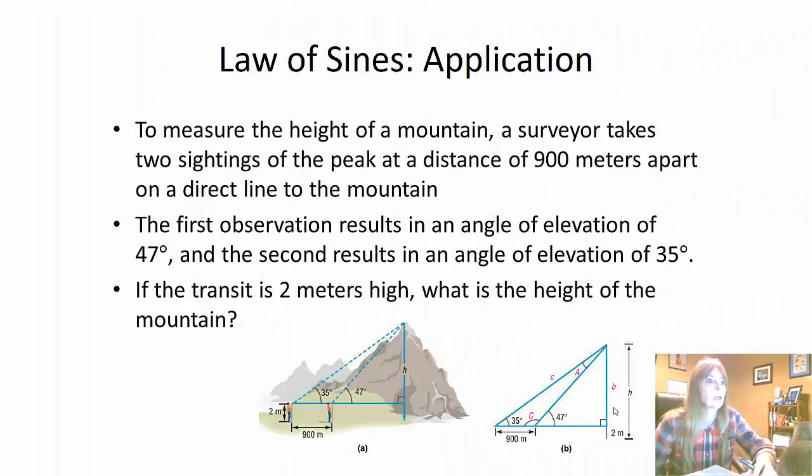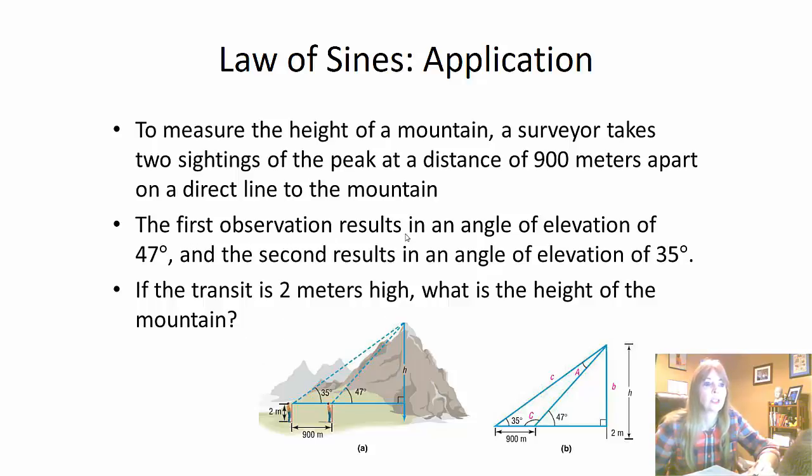Howdy, we're back. So let's look at an application of law of sines. It says to measure the height of a mountain, a surveyor takes two sightings of the peak at a distance of 900 meters apart on a direct line to the mountain. So there's our lovely picture. I will say sometimes you're not given a picture. Oof, that's the hard part, to be able to draw these.